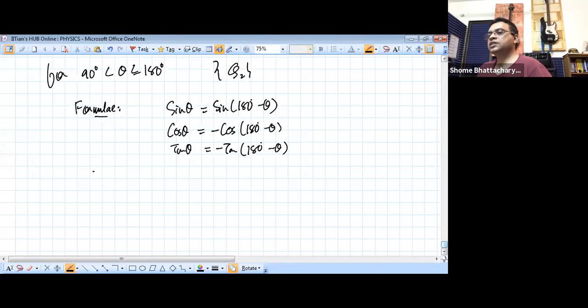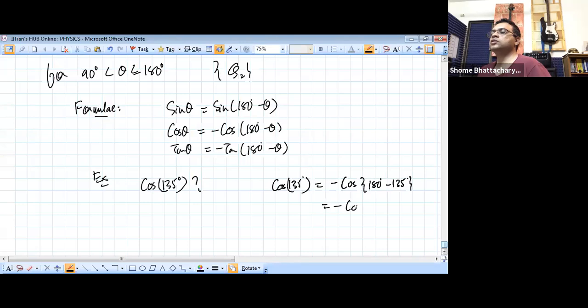Okay. So for example, how much will be cos of 135 degrees? Cos 135 will become minus of cos 180 minus 135. That will be minus of cos 45. So that will be minus 1 by root 2.